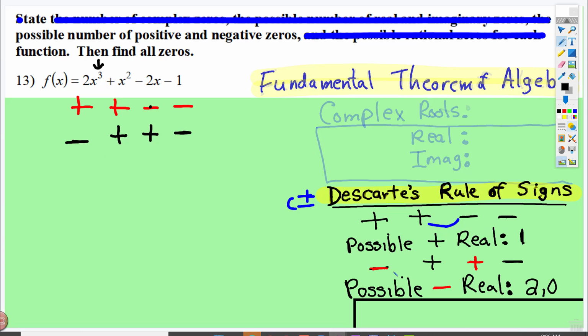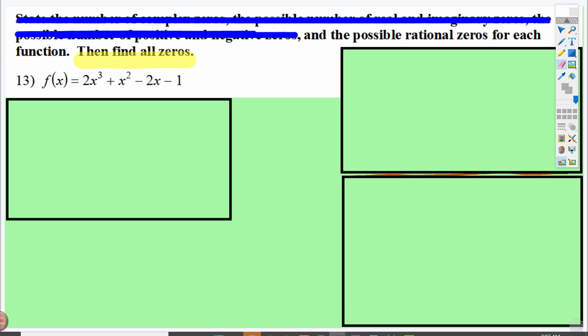And now look. From here to here, it changed from negative to positive. And from here to here, it changed from positive to negative. So it changed twice. But remember, because of imaginary roots, we have to count down by 0. All right, so that is Descartes' rule of sign. All right, now we're going to go on to the rational root theorem.